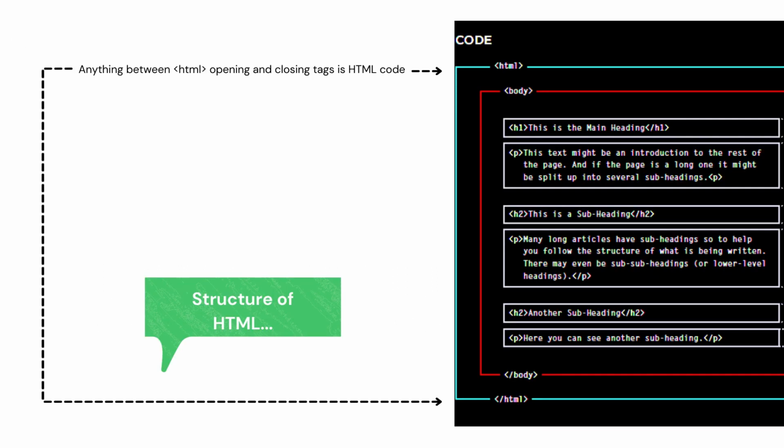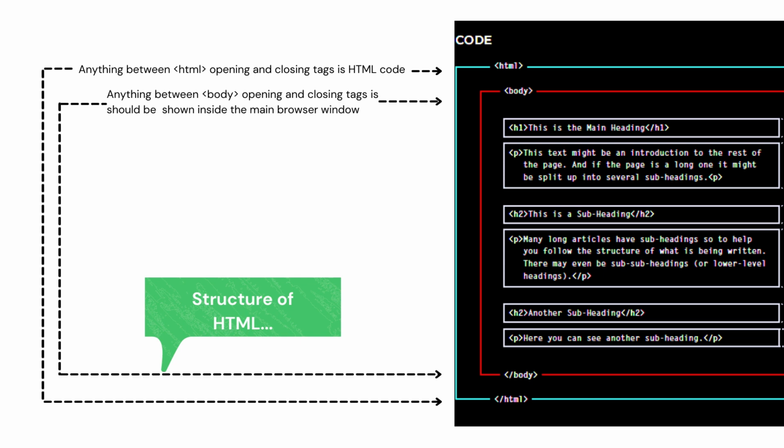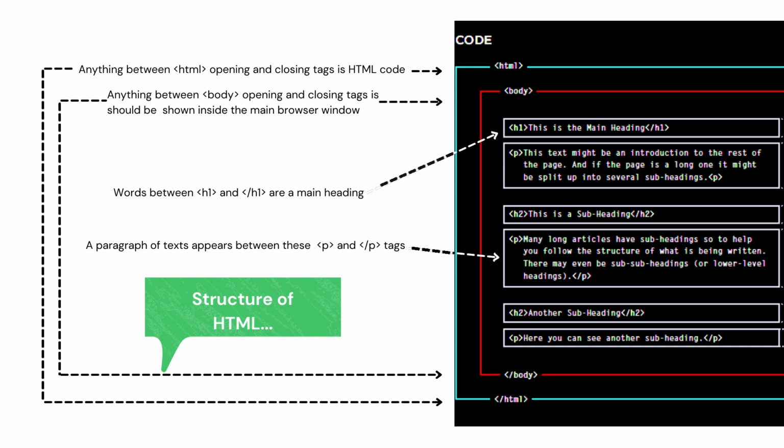Next comes the structure of pages. Simple basic things I'll explain here. Whatever is written between HTML opening and closing tags is HTML code. And whatever is written between body tags will display in the main browser window. Now words between H1 tags are the heading. Last, paragraph text comes between P tags.